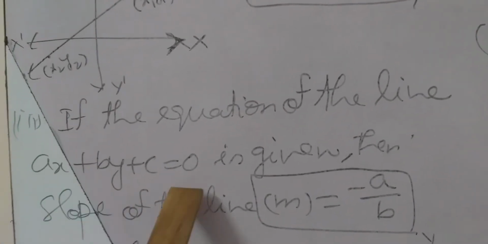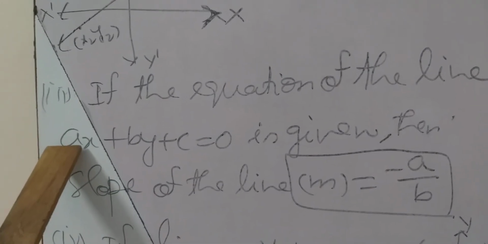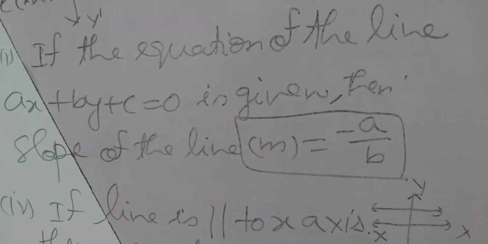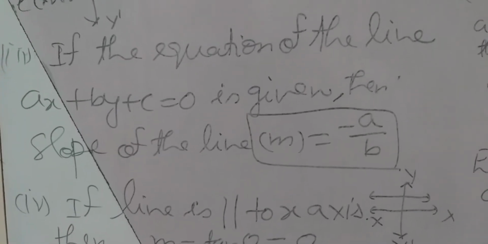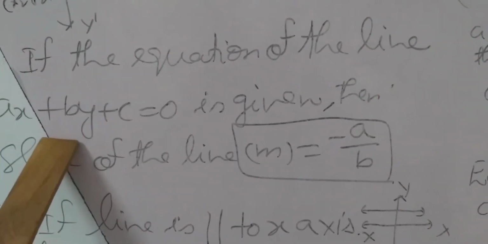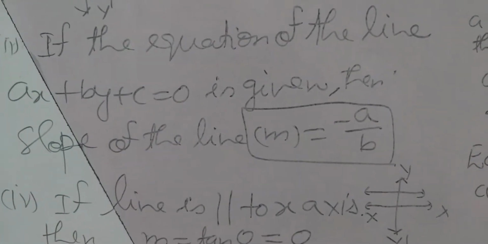Now students, if the equation of line is given to us, equation of line ax plus by plus c equals 0, then its slope equals minus a upon b. a is the coefficient of x and b is the coefficient of y.